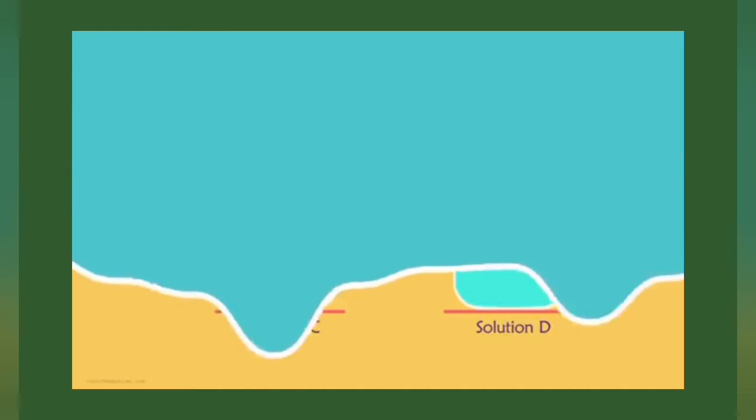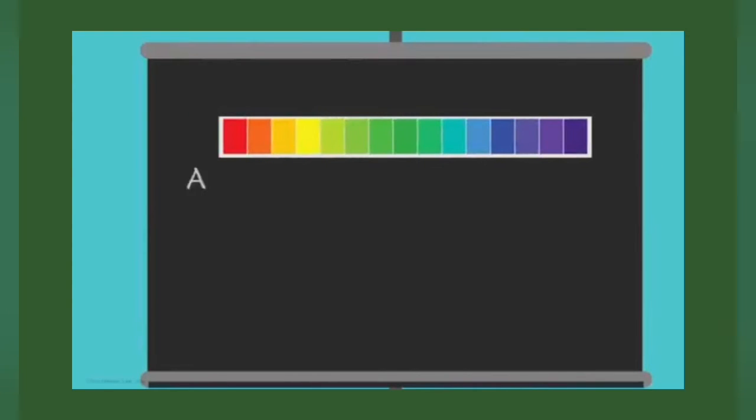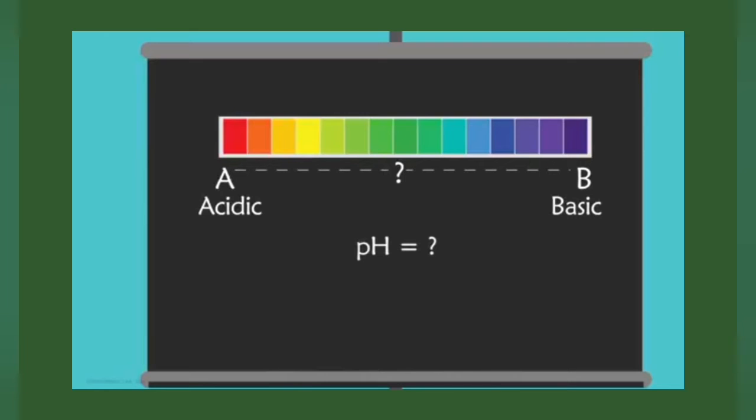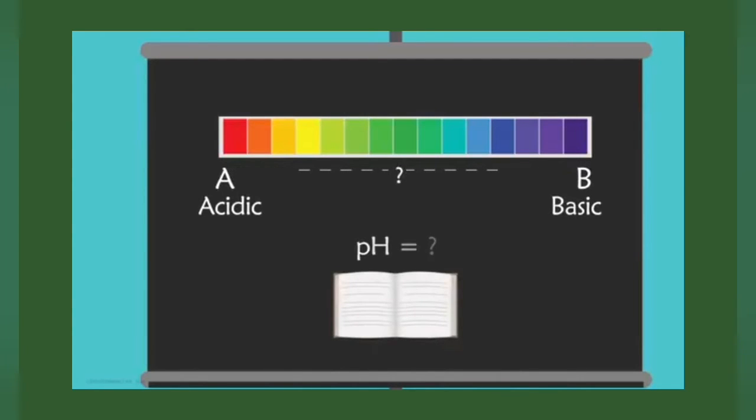A good way to remember this is to think of the first two letters of the English alphabet, A and B. Acidic on the left and basic on the right. And don't forget, we still don't know how the number on the pH scale is calculated. That involves logarithms, which we haven't looked at yet.